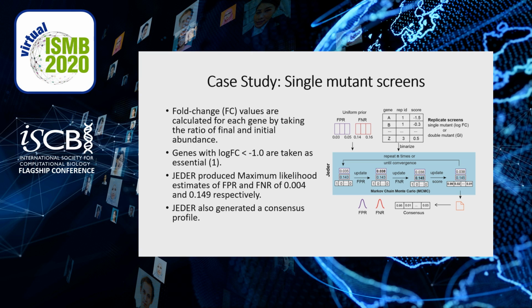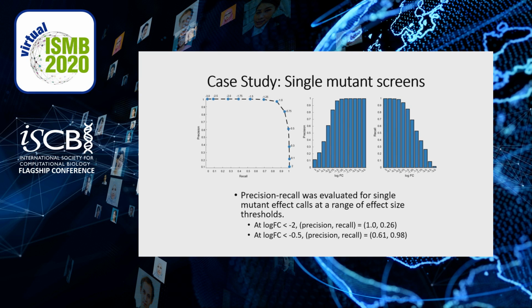Focusing on genes exhibiting at least a twofold change, or log-fold change of less than -1, we applied JITTER to jointly estimate a consensus set of essential genes and FPR and FNR. JITTER analysis produced maximum likelihood estimates of FPR and FNR of 0.004 and 0.149 respectively, which correspond to a precision and recall of 98% and 85% respectively at a log-fold change of less than -1.